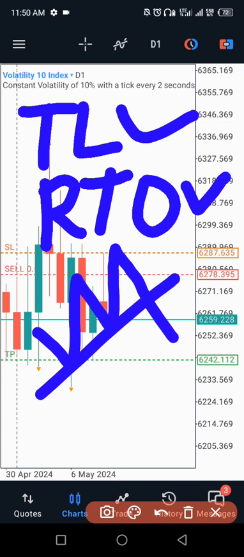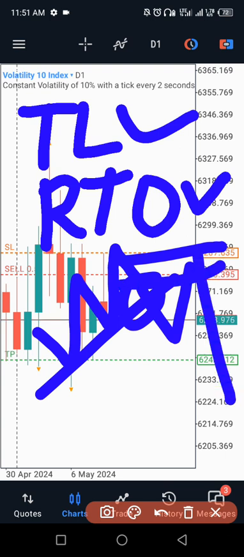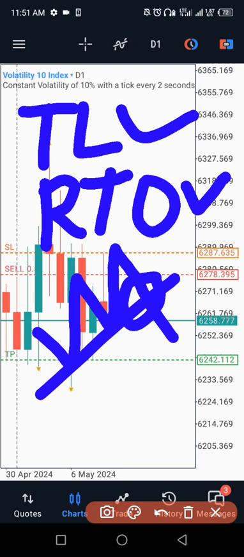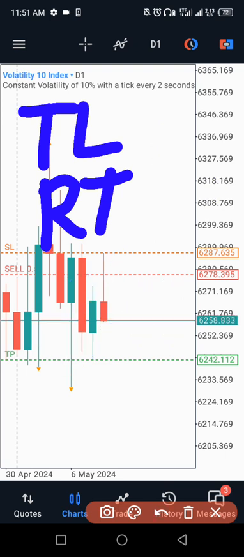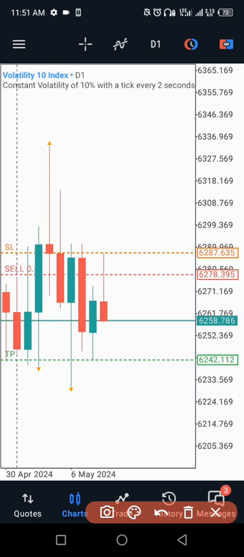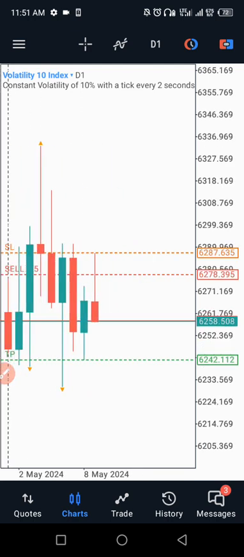So in this video I'll be showing you how to make use of this breakout and then a return to order block so that you'll be able to take any trade for yourself. Let's quickly go into today's video so you can see how to do that. I believe you already know what an order block is and how to spot one, but if you don't, I will also be showing you in this video how to spot an order block.